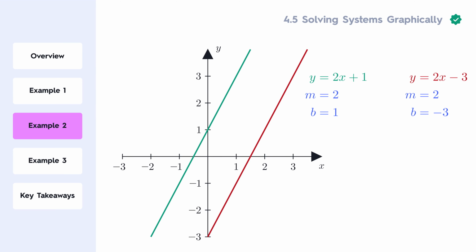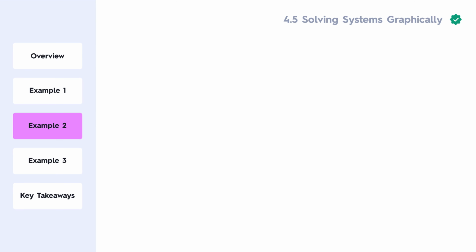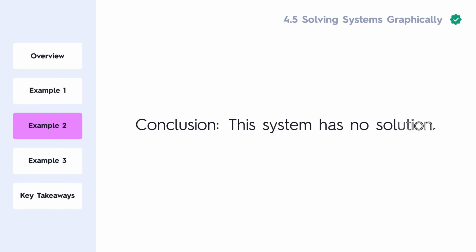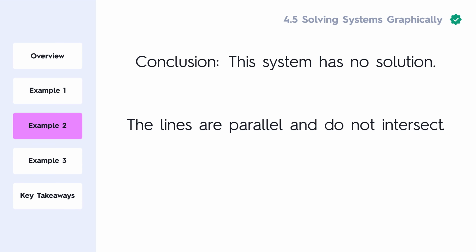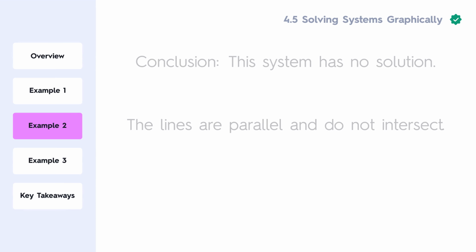Now that both lines are plotted, we can see that they are parallel and do not intersect. Since there's no point where these lines cross, there's no solution to the system of equations. For a system with no solution, the lines are parallel, meaning that they have the same slope but different y-intercepts, so they never meet. Whenever you see two lines like this, you know there's no solution to the system.